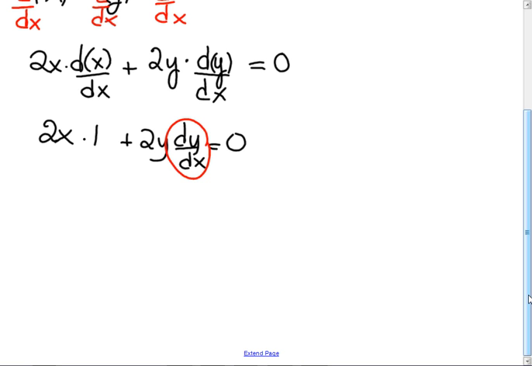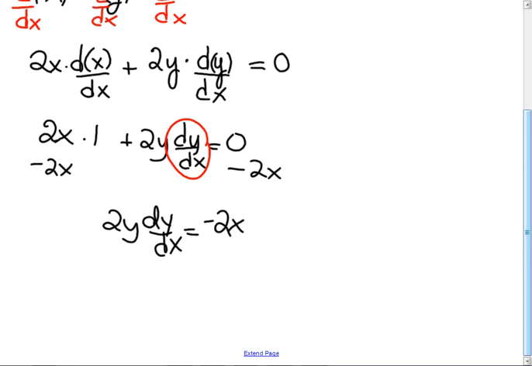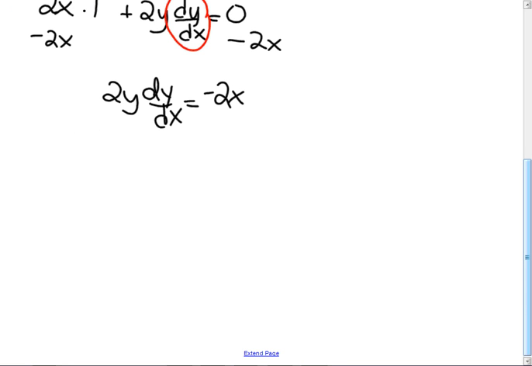No? Subtract 2x. No, that's a good guess, actually. So 2y dy dx equals negative 2x. And actually, you weren't wrong. You could have factored out 2 and just gotten rid of it. And then divide by 2y. And that's why you get x's and y's in there.